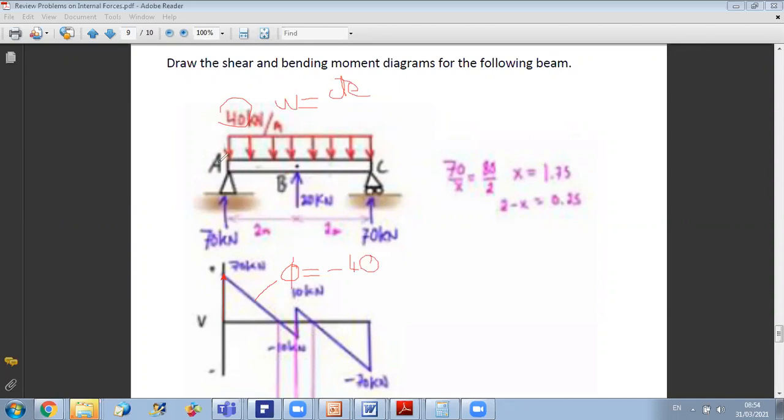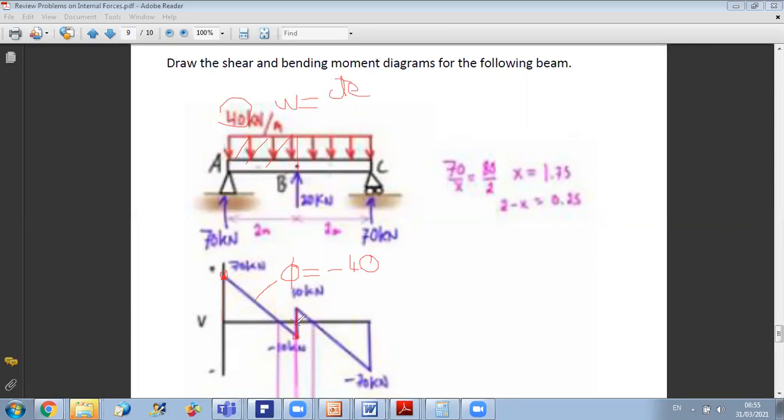And as I go from A to B, the variation of shear is equal to the area under this curve. The area under this curve is 40 times 2, it's 80. So I will go from plus 70 to minus 10, because 70 minus 80 is minus 10. Now just at B, I have a jump of 20 kilonewton because it's an upward force. So as you can see, I will pass by 0. So this is the symmetrical point.